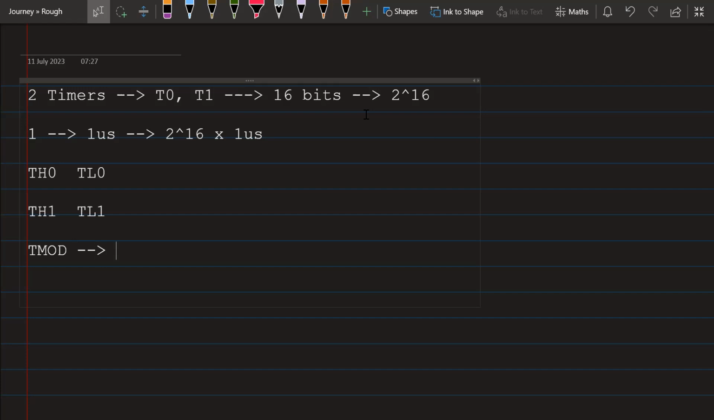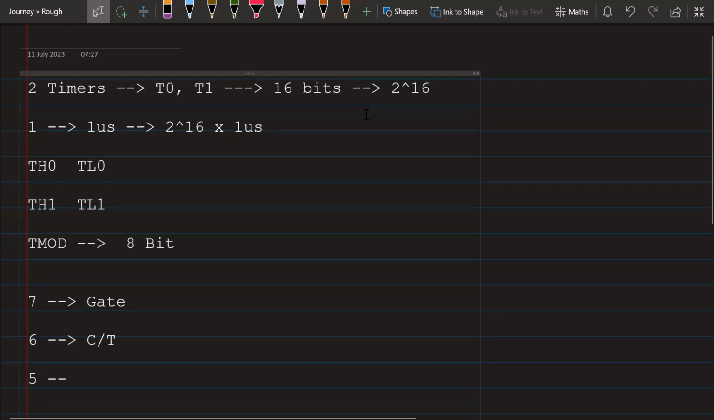This is basically 8 bits. The TMOD register is 8 bit. The seventh bit of the TMOD register is GATE. We will see what GATE is. The sixth bit, since I said there are two modes of operation, timer or counter, represents whether it is a timer or counter.